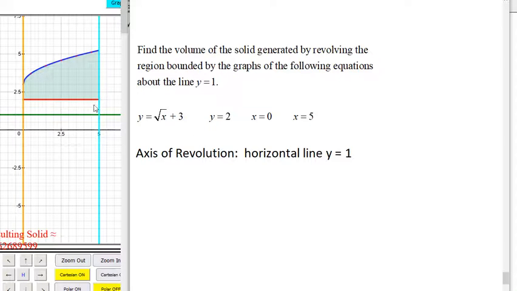This is the line y equal to 2, and this is the line x equal to 0, and this is the line x equal to 5. And this is the axis of revolution, the line y equal to 1. So what we want to do is take this shaded bounded region and revolve it around this line, and then find the volume of the solid.